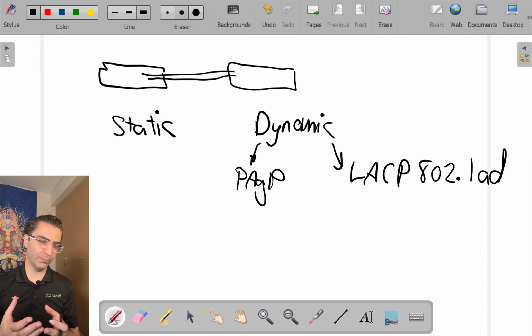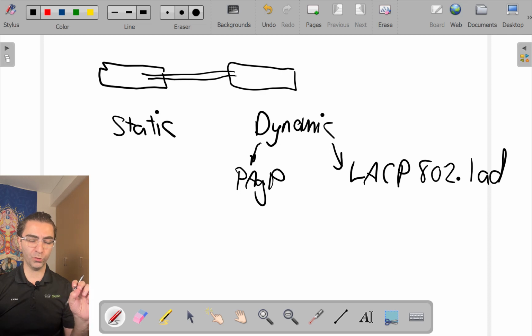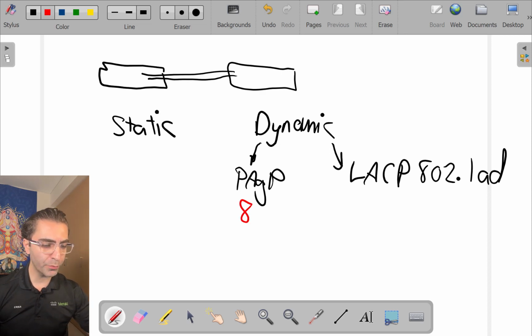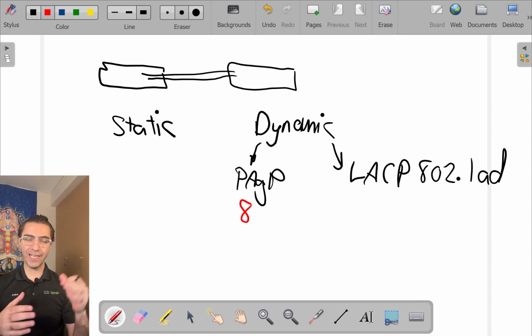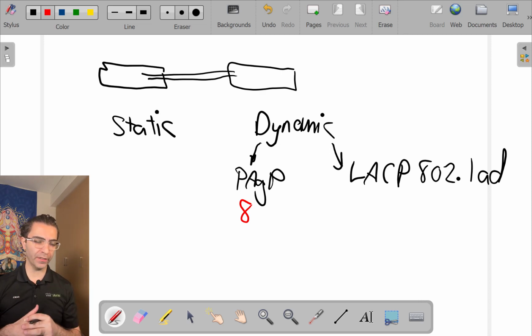And obviously, a spanning tree will block one of them, or more if you have more, so you don't have a loop in your network. With both of these two protocols, you can bundle up to 8 interfaces. So 8 interfaces can be bundled together.